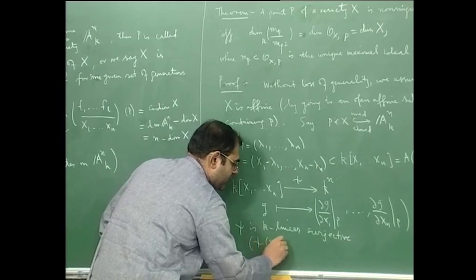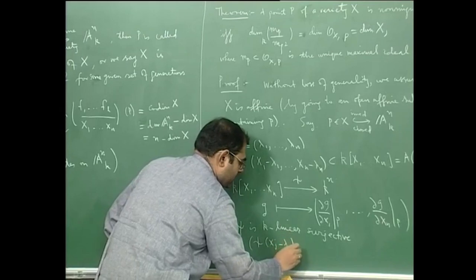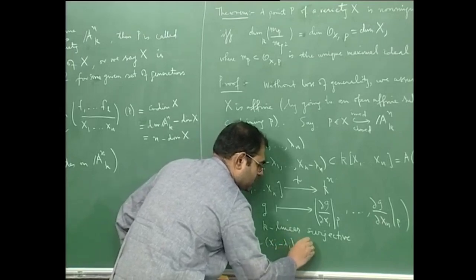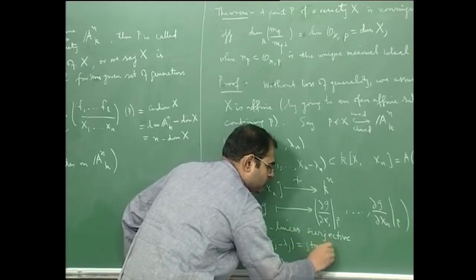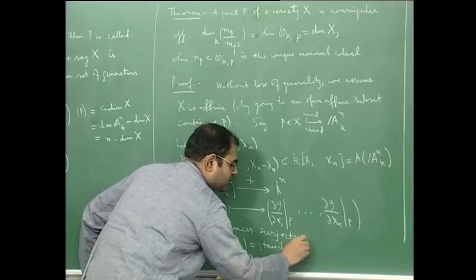psi of xj minus lambda j is equal to the standard jth basis vector.